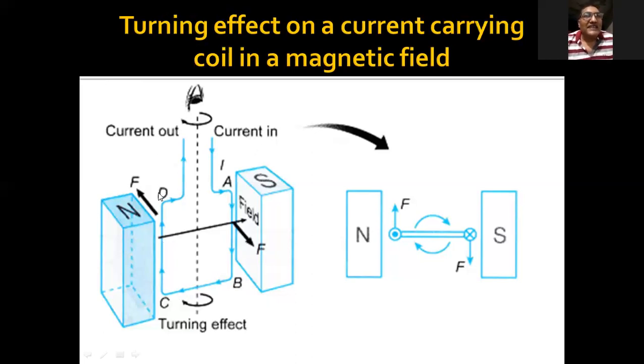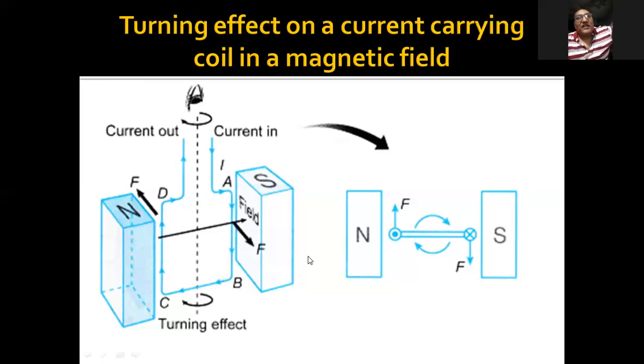Now, consider the CD side. In the CD side, the magnetic field is from north to south. The current is going upward. My thumb is pointing away from me. So on the side CD, the force will be away from me. So on the AB, the force experienced, the motor effect, is towards me. And on the CD, the force experienced is away from me. I can tell these directions of forces by Fleming's left hand rule.